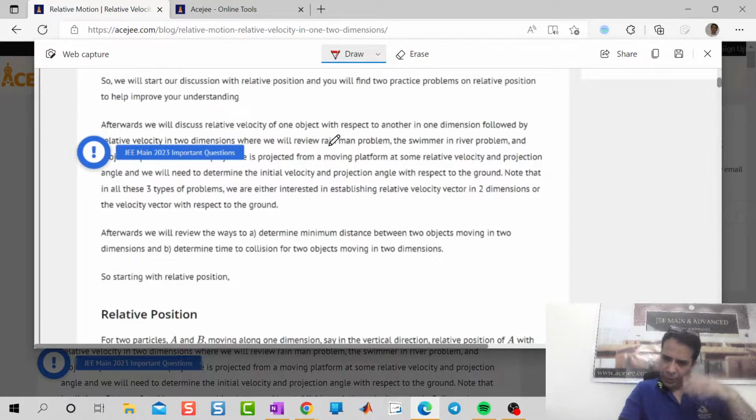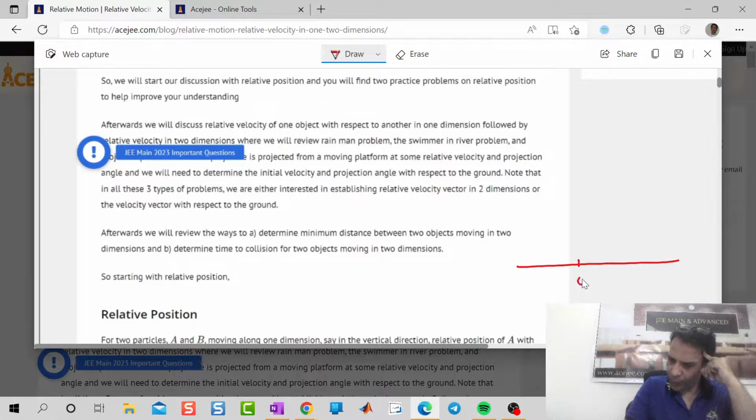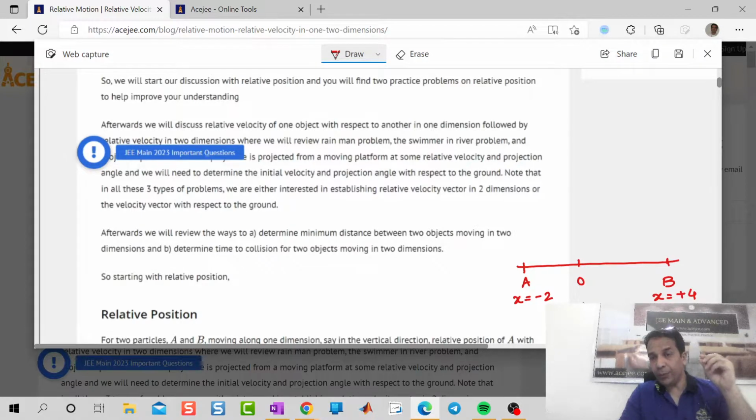Okay, so let's start. So if you have a one-dimensional motion, let's say this is my origin, and let's say this is particle A located at x equals -2, and then I have particle B located at x equals +4. Then what is the relative position? Because relative position is also a vector quantity, right?